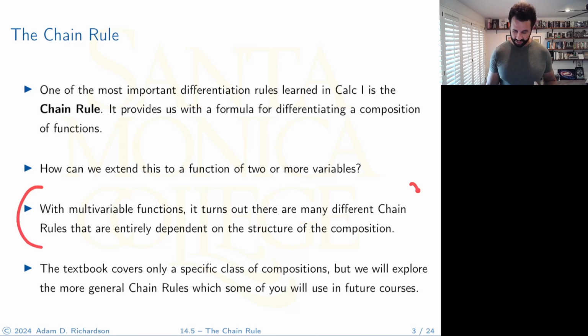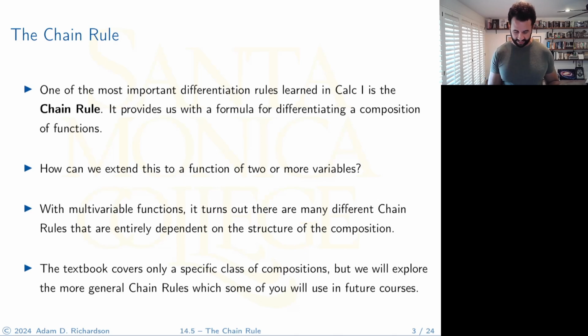With multivariable functions, it actually turns out that there are many different chain rules, and they're entirely dependent on the structure of the composition. So the idea here is that if you want to know the chain rule for some multivariable function, or you're composing a bunch of functions, it depends on the function. That's really what it is. There's no single way to do it. I mean, I should say there's no single formula. The formula depends on the chain itself.